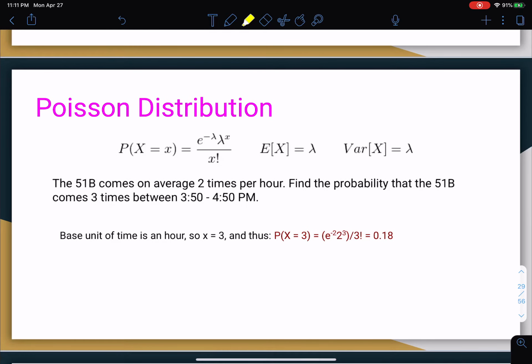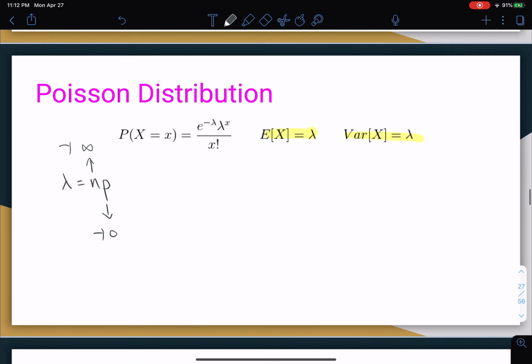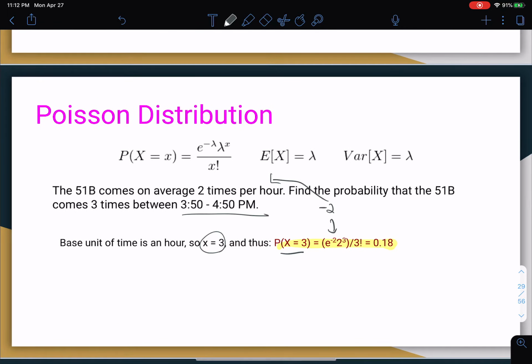Okay, so in this case, we just plug it right in. So we say, okay, we have base unit of time is 1 hour, so x is equal to 3. Meaning we want it to come 3 times during this 1 hour. Probability x is equal to 3 is e to the minus 2. Minus 2 comes from this rate. So we actually call this lambda over here to be the rate. The rate is 2 times per hour. So we just put lambda is equal to 2 into the equation, and we get our probability.